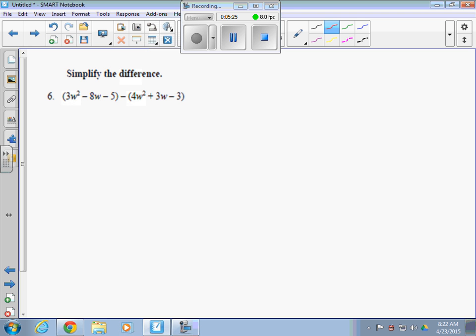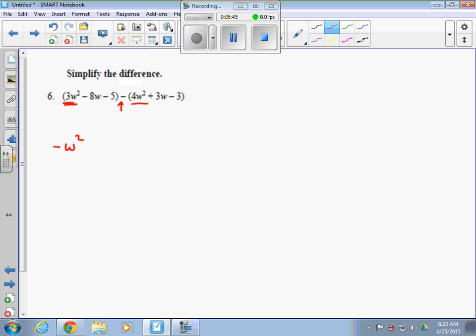Number 6 just tells you to simplify the difference. Remember, you write your answers in standard form, which means the largest exponent goes first. 2 is the largest exponent. 3w squared minus 4w squared. Those are the like terms. So you subtract 3 minus 4, and you get negative w squared.